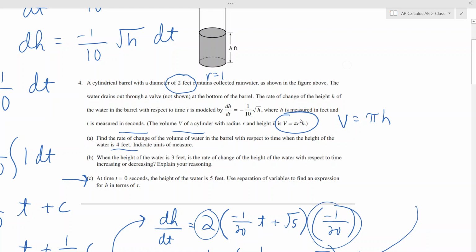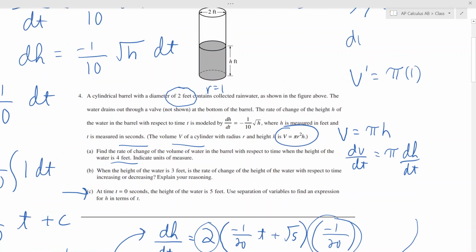All right, so when they say find the rate of change of the volume, that just means derive volume. That means dV/dt is pi times the derivative of h, dh/dt. So the way they get students on questions like this is kids will derive that and get like V prime equals just pi times 1 because they'll derive h and get 1. But the problem with that is you're deriving V at that point with respect to h. So keep that in mind because you're getting dh over dh.